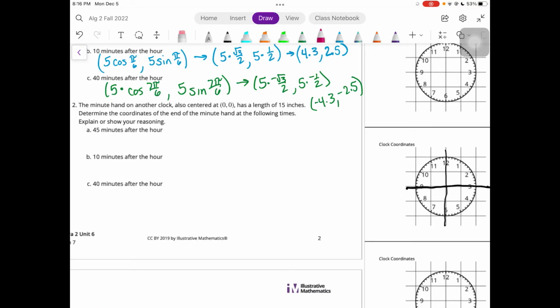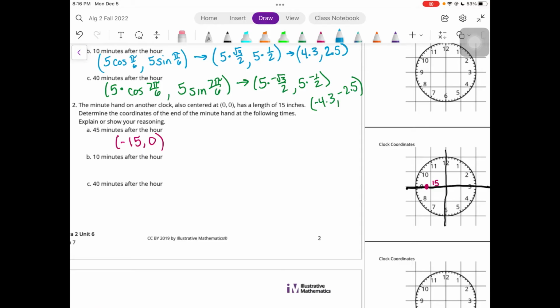So at 45 minutes after the hour, our minute hand is here. Remember that that length is 15. So we have negative 15, 0, because it hasn't gone up or down. So that coordinate is 0 for the y.